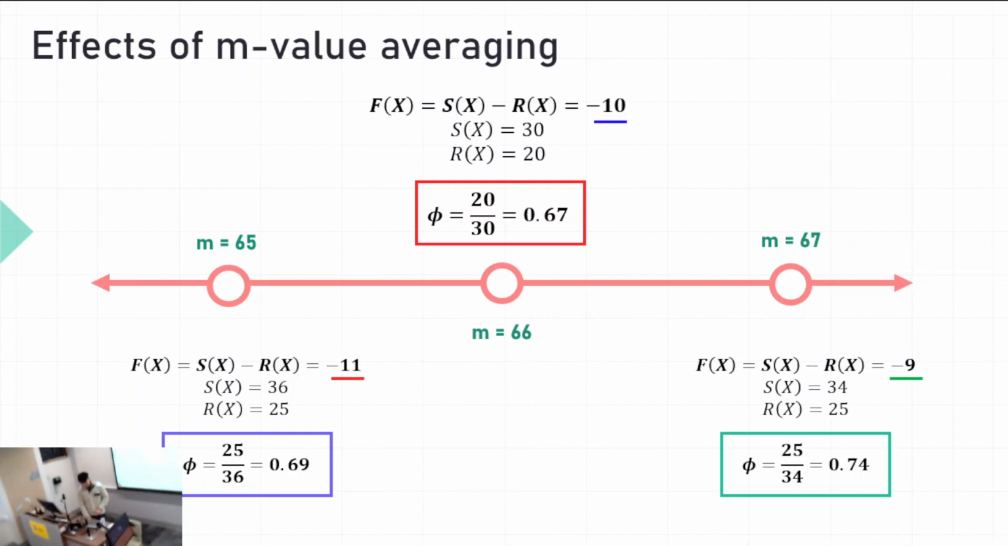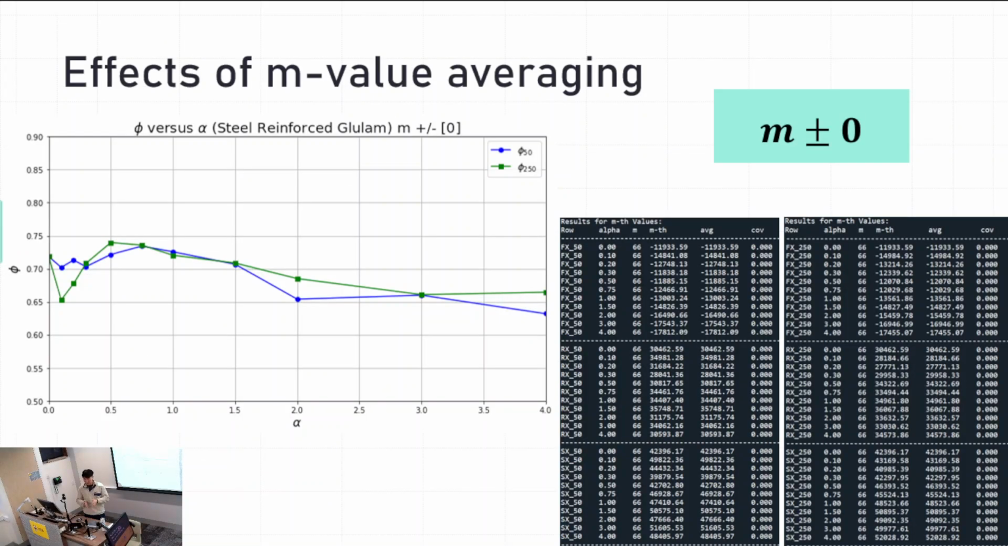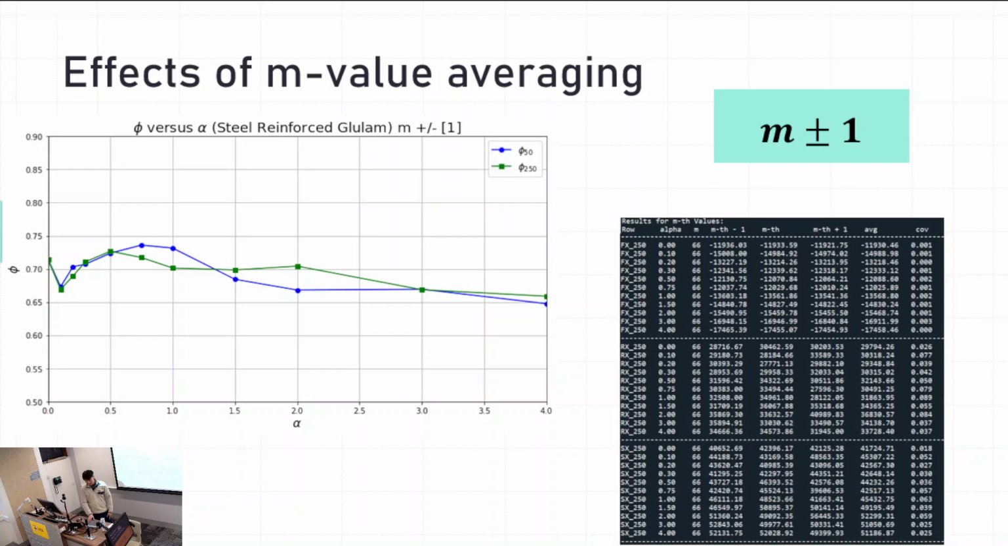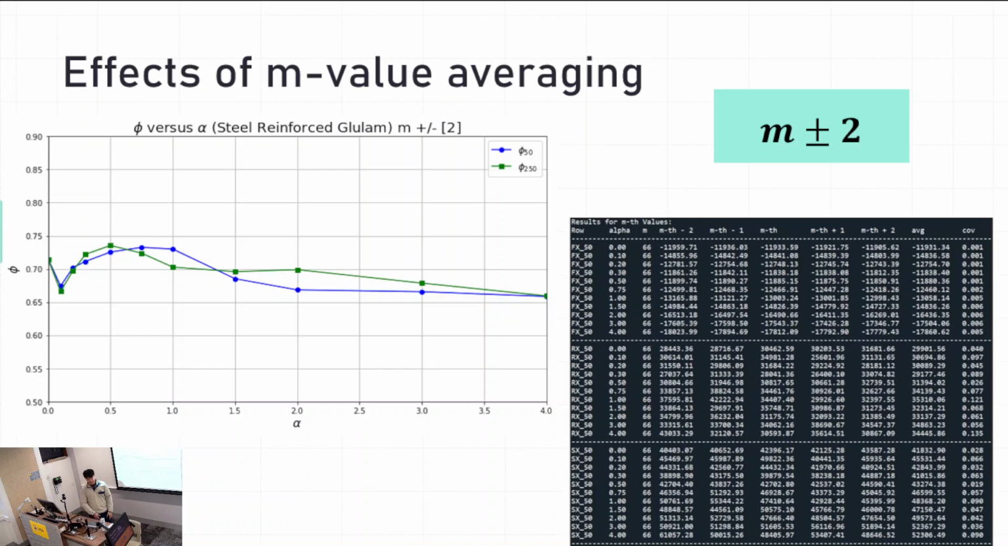So what we actually want to do is average the adjacent values for resistance and load, and that gives us essentially a smoother curve. So here I have an M value averaging of 1 on either side. And then if we have 2 on either side, it converges our results even more. So yeah, that's basically my results.